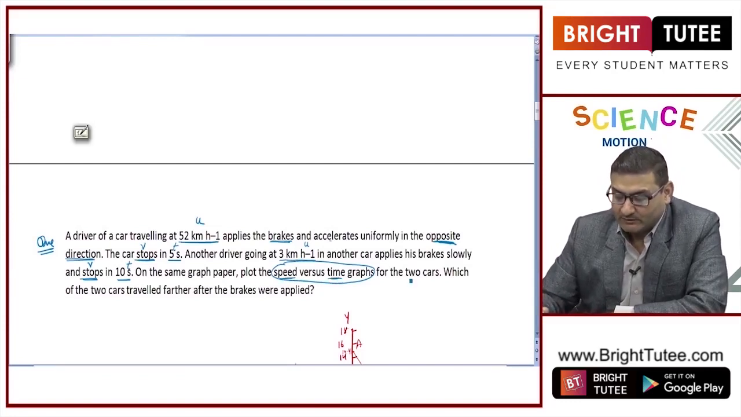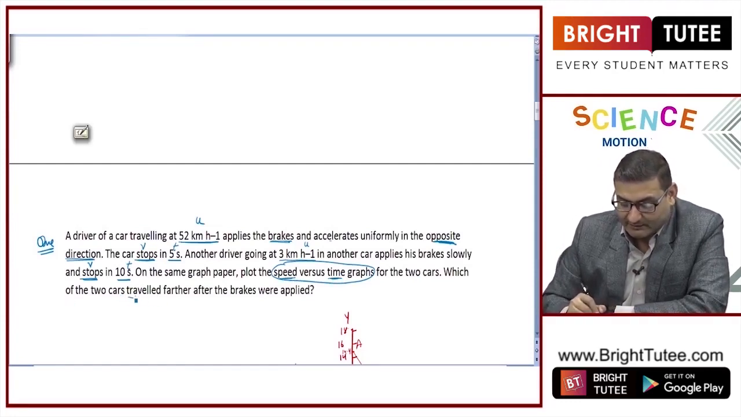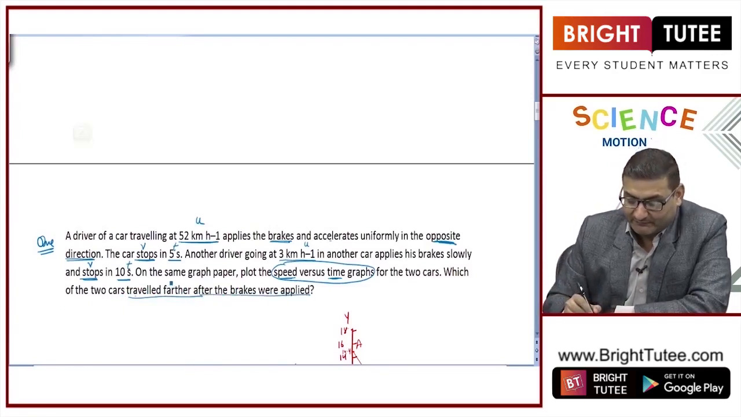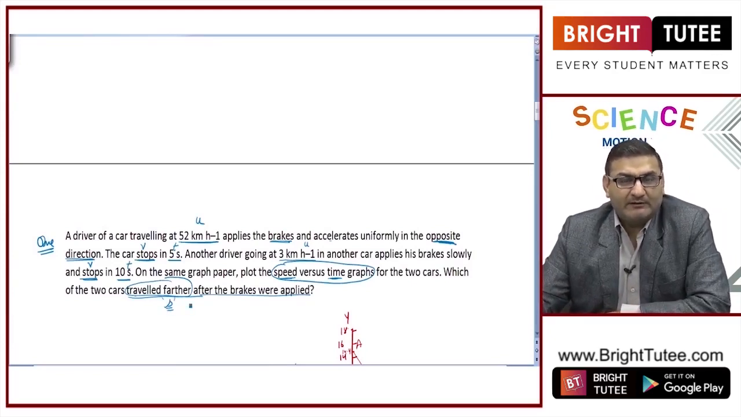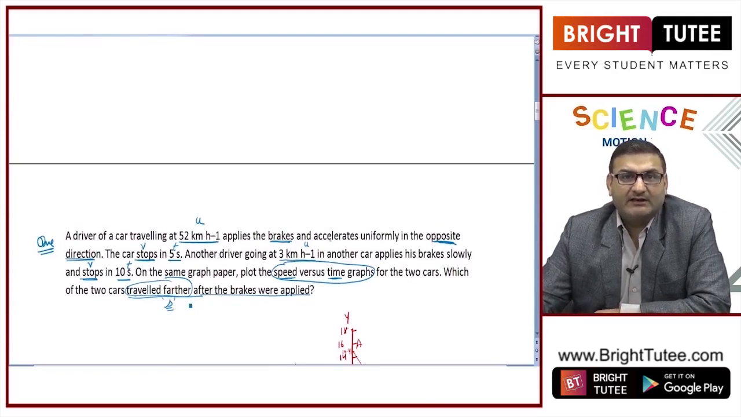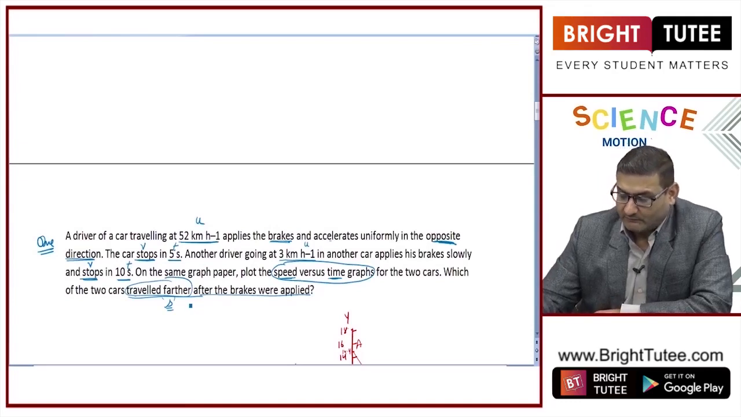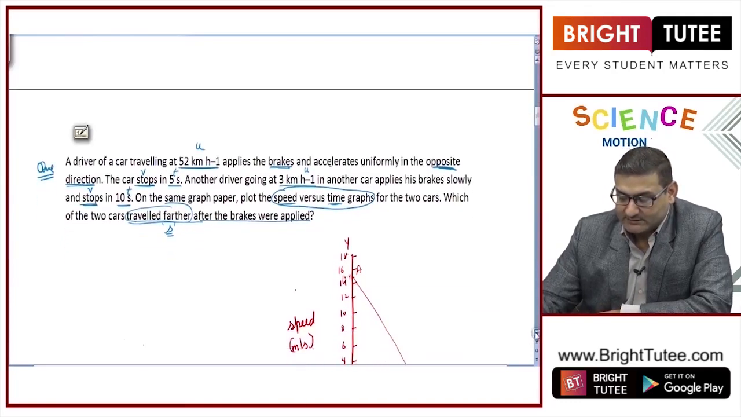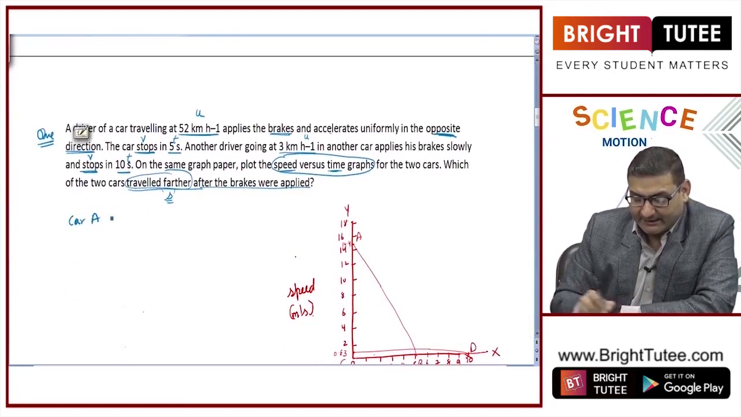Got it? For the two cars on the same graph paper, and which of the two cars travelled farther after the brakes were applied. Travelled farther means we need to calculate the distance travelled by both the cars. Then only we will be able to relate which car has travelled farther. Got it? Now first of all, we will relate what exactly is given to us in the question. Let us take it to be car A and car B.